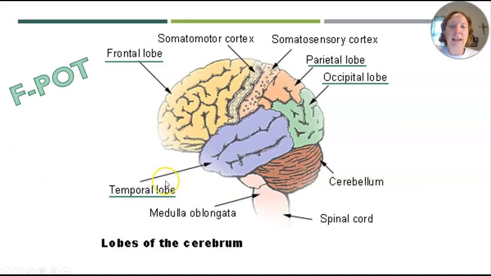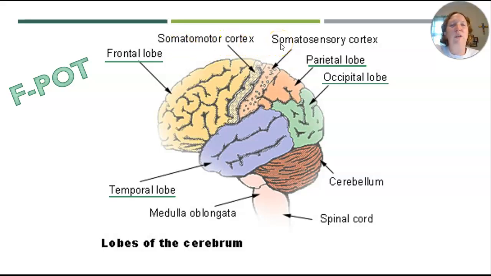Okay, I would like you to fill these in on the diagram on your page, but I would prefer that if you're unsure at all, use pencil so we can tweak it or check it in class. But what you are filling in is the frontal lobe. Then immediately behind it, as part of the same section, is the somatomotor cortex.